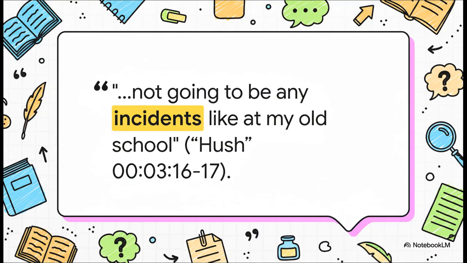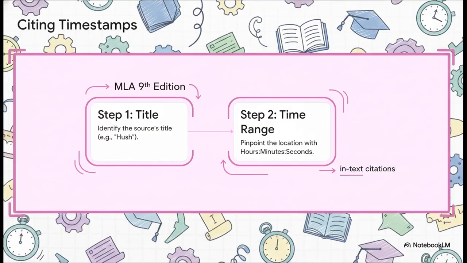In this example from a TV episode called Hush, the timestamp tells the reader that this exact quote happens right around the 3-minute, 16-second mark. It's super precise. So it really just breaks down into 2 simple steps. First, you identify the source, usually with its title. Then, you pinpoint the exact spot with a time range. This little trick works for any time-based media. Videos, podcasts, you name it. It's basically the modern version of a page number.